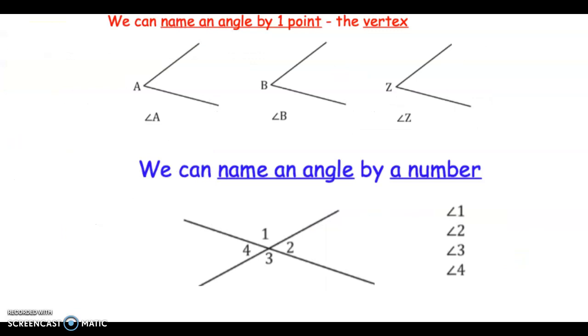We can also name an angle by one point, just the vertex. So I can say angle A, angle B, angle Z. We can also name an angle by a number. So we can see angle 1, 2, 3, and 4.